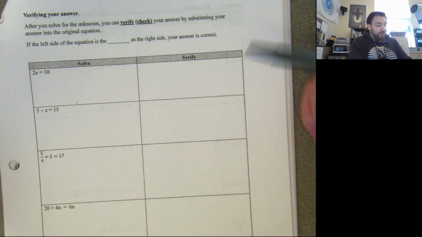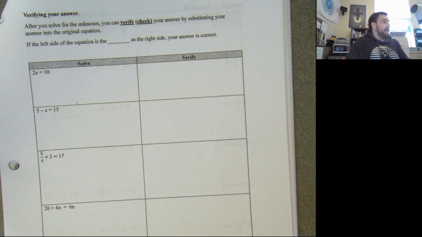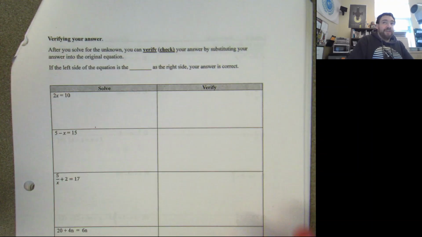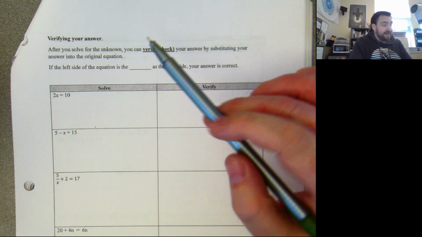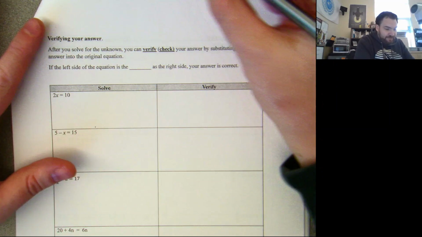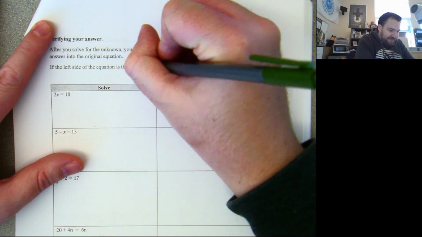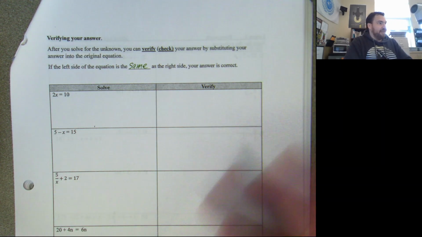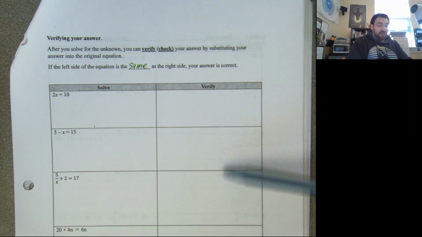I am not going to go through the verifying because I think I've been modeling that since the very first lesson. We're going to leave this. The only thing I'm going to make a note on here is at the end of the day, because now we've got variables on both sides, if the left side of the equation is the same as the right side of the equation, your answer is good. I've been modeling this. I don't think I need to go through this all again.